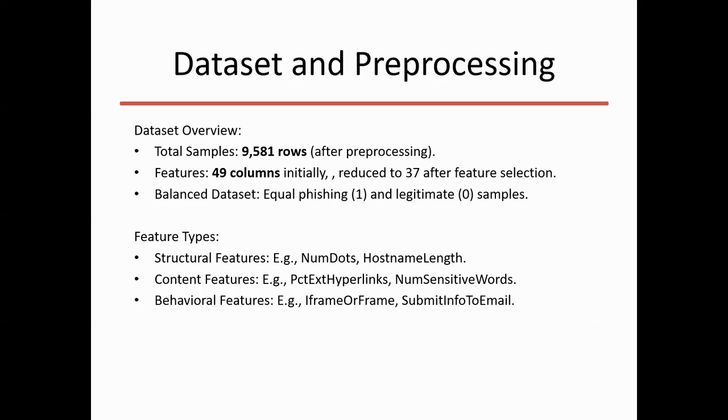Structural features. These features are related to the structure of the URL, like num dots and the host name length. Num dots is a feature which counts the number of dots in the URL. Phishing sites often use an unusual number of dots in the domain name to confuse users, which makes the site look legitimate.